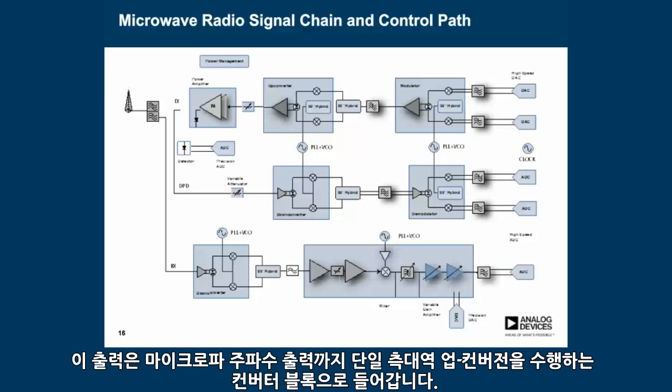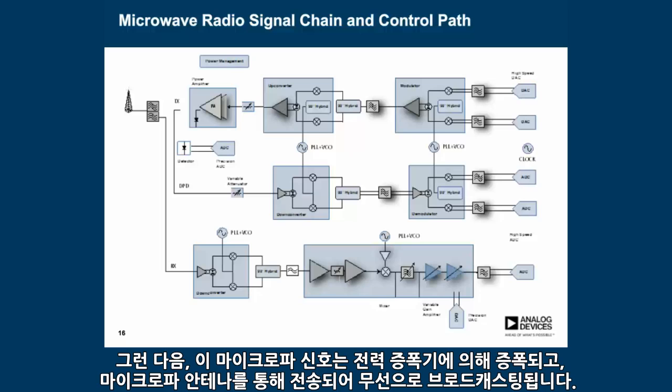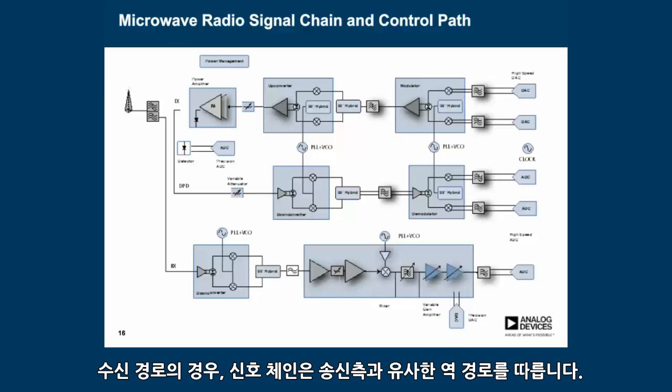This output then goes into a block up-converter that performs a single sideband up-conversion up to the microwave frequency output. This microwave signal then gets amplified by a power amplifier and sent through the microwave antenna to be broadcast over the air. For the receive path, the signal chain follows a similar reverse path of the transmit side.